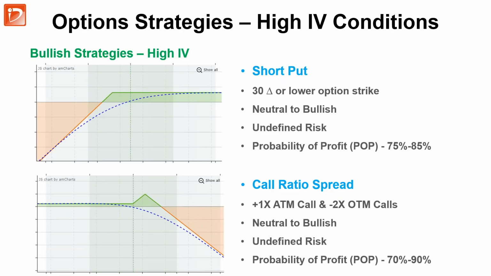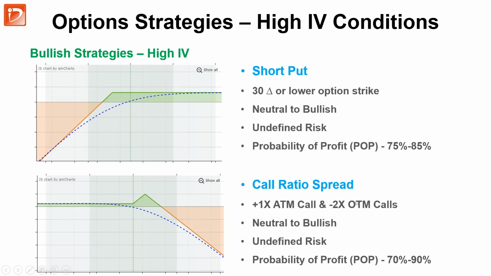The first one is a short put. It's very easy. You short or sell a naked put, which is around 30 delta or lower than that. It is a neutral to bullish trade, and it has undefined risk because it's a naked option. So it's an undefined risk strategy. This has a probability of profit around 75 to 85% depending on the strike you choose.